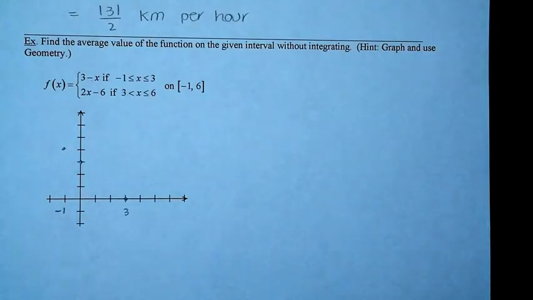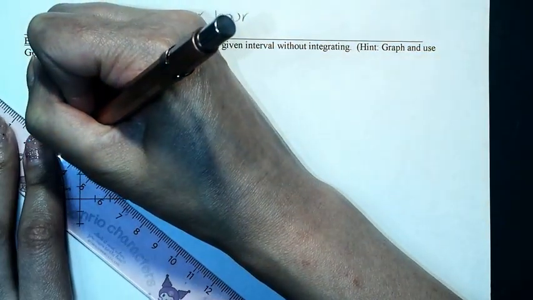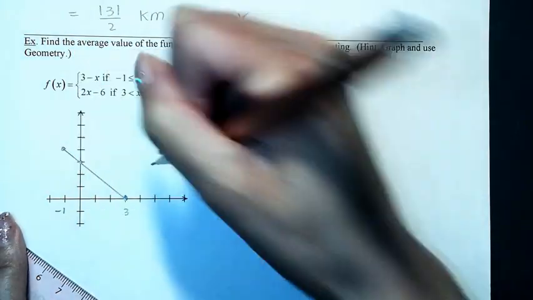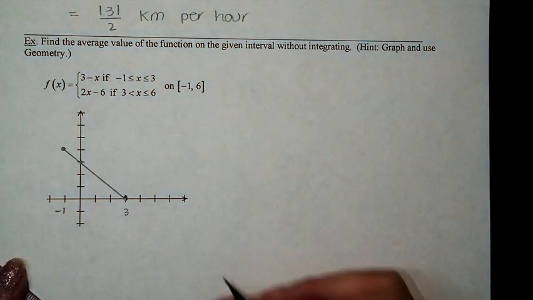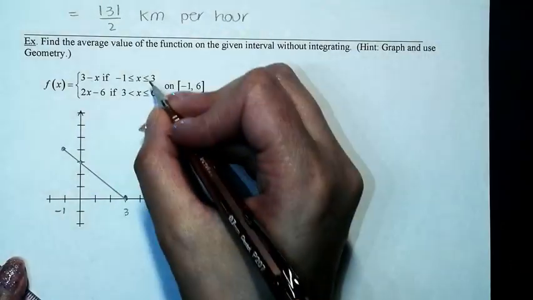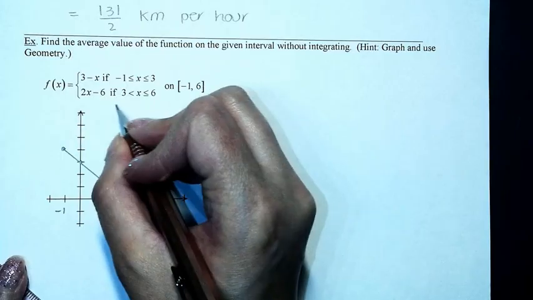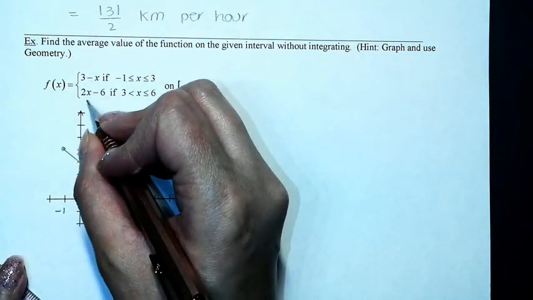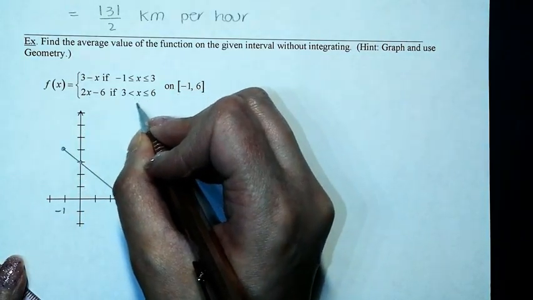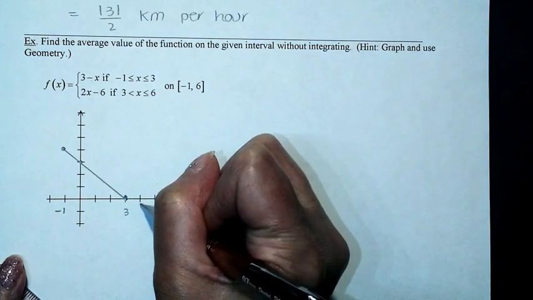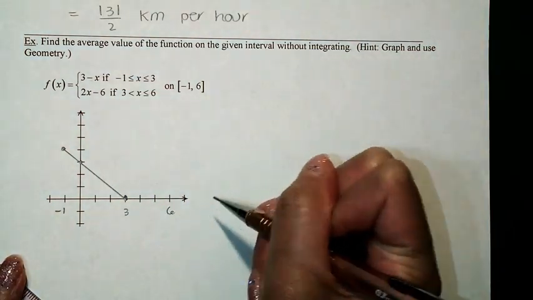So you have something like this. Let's draw that piece of the function. Okay, so it's from here to here, right? That's that piece. Cool. Now this part. So for the second part, we have another linear function, 2x minus 6, from 3 to 6. Okay, 3, 4, 5, 6. So 6 is there.